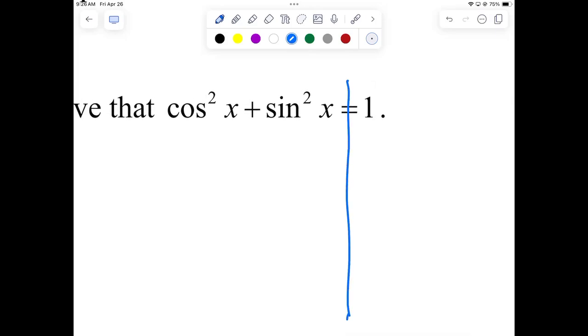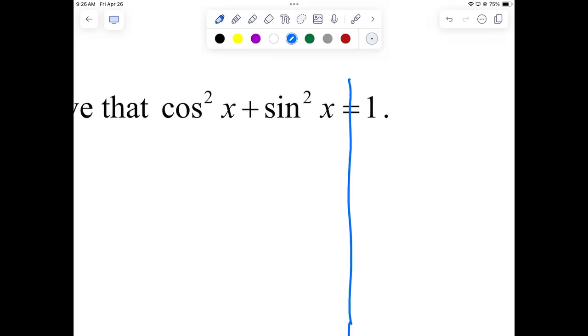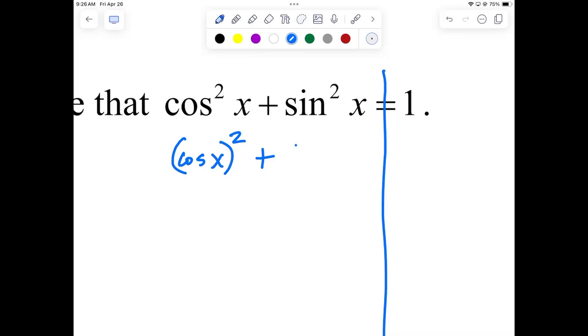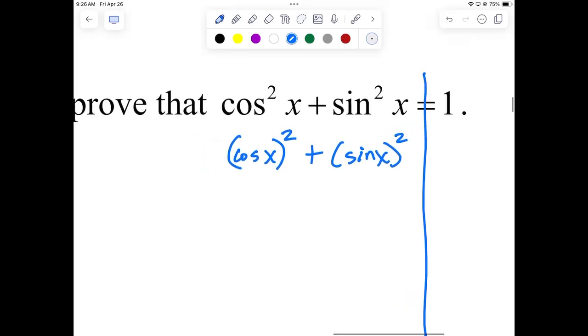You draw a line down the middle. Now you pick the side to start on. Which side's more complicated, the left or the right? The left. Okay. Now the first thing that I'm going to do is I'm going to write cosine squared of x is cosine x squared plus sine of x squared. What would be the reason? The reason would be notation.